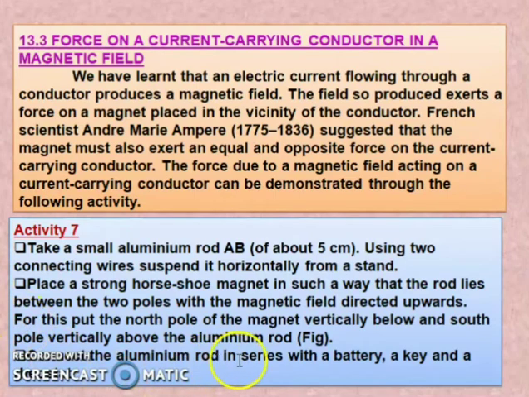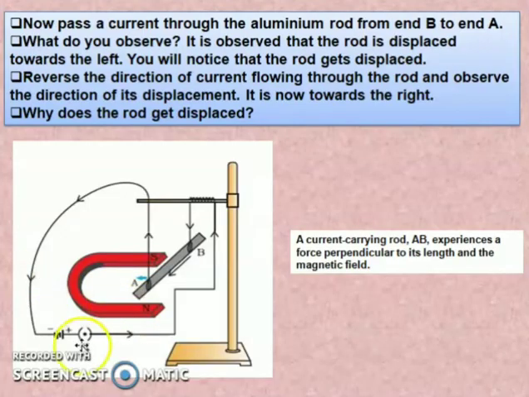Now connect the aluminium rod in series with a battery, a key and a resistor. Now pass the current through the aluminium rod from B to A. What do you observe? It is observed that the rod is displaced towards the left.